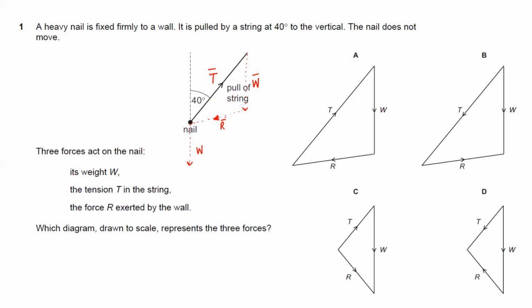So which diagram shows the best representation? We can see the tension here, weight is downward, and the reaction force R exerted by the wall is this. Tension, weight downwards, reaction R, this looks good. Tension in this direction, no. Weight downwards, R, no. Tension in this direction, weight is this, R is in this direction, no. Again, tension is different. So the best answer is A.